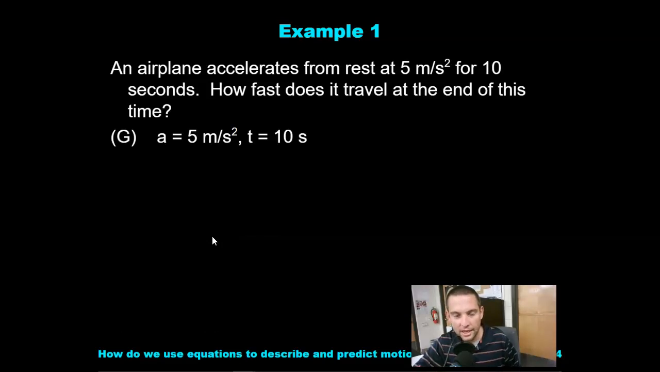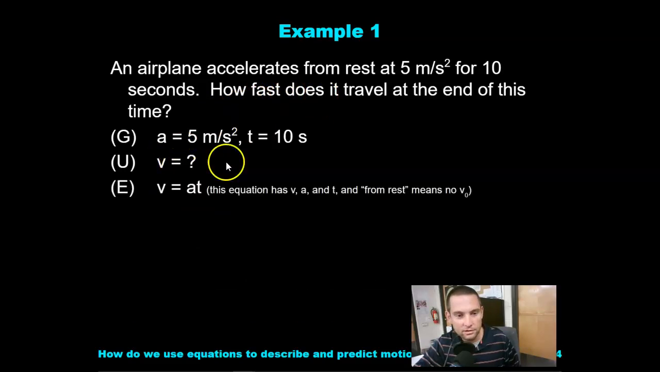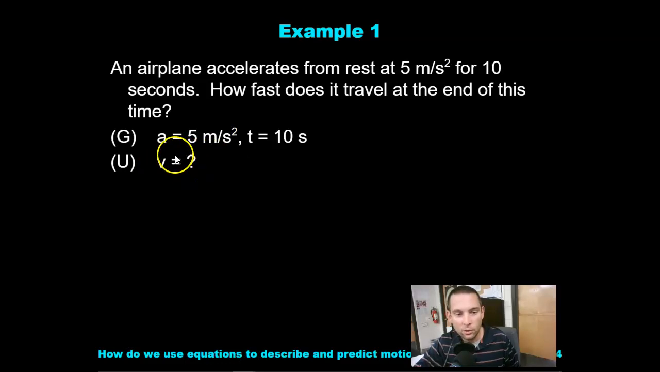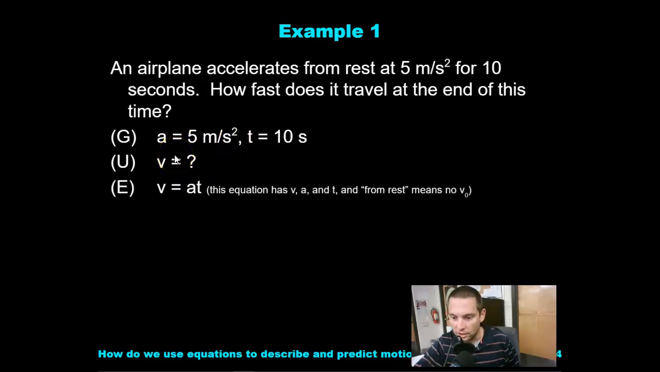Given information, a equals 5 meters per second squared, and t is 10 seconds. U, we're looking for how fast, so that tells us we're looking for a velocity. So we'll put a v with a question mark. E, what equation can we use? What equation relates a, t, and v? Looking at your notes, you can see v equals at. This equation has a v, has an a, has a t. From rest, we're coming from rest, so there is no v naught needed.